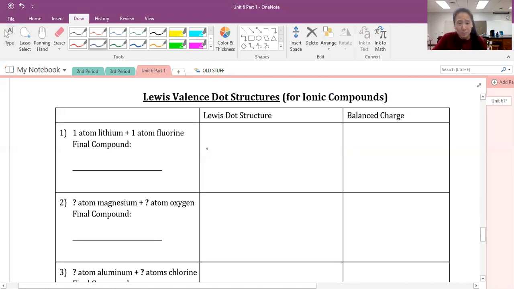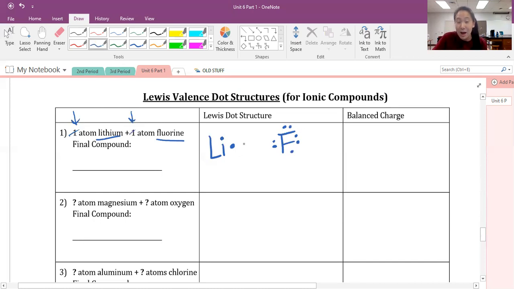Okay, so in order to do that, here's an example. I'm going to do a few and I'm going to have you do a few. So here's lithium and here's fluorine, right? It already tells us we have one of each, but just in case we didn't have this number, this is how you would think about it. Lithium has 1 valence electron because it's in the 1st column, right? And fluorine is in the 7th column, so it has 7. They're both unhappy, so they're going to do a transfer of electrons.